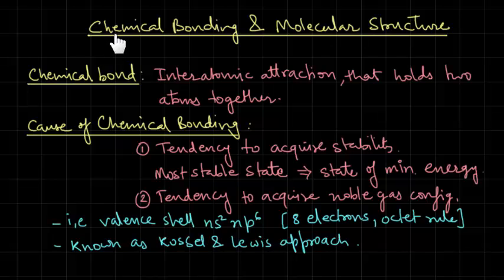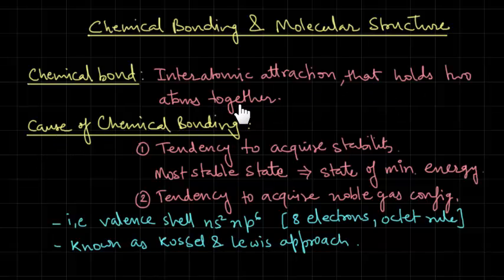So let us begin with the new chapter, chemical bonding and molecular structure. In this chapter we will study different kinds of chemical bonds and the structure of molecules. So let's define chemical bond. It's an interatomic attraction that holds two atoms together. It's quite straightforward.